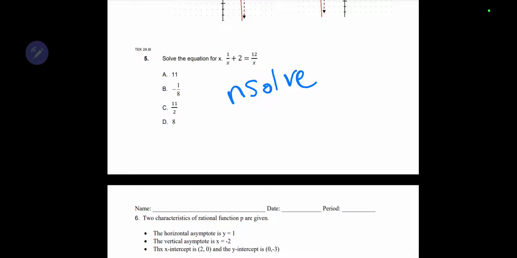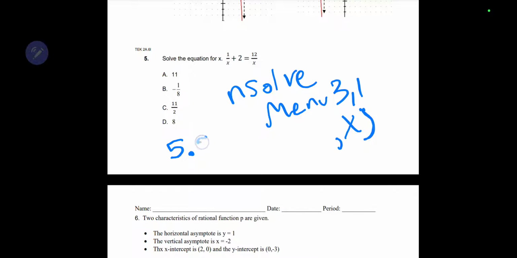Now I'm typing it into my calculator, which you can't see because I'm on my phone, because things are messed up right now. So I'm typing in menu 3.1. So remember, nsolve is menu 3.1. Type it in. Don't forget comma X before the end parentheses, okay? I'm typing it in, comma X, and I get 5.5. Now, when I get 5.5, I want to see which answer is equivalent to 5.5, and 11 over 2 is equivalent to 5.5, okay? So there you go on number 5.